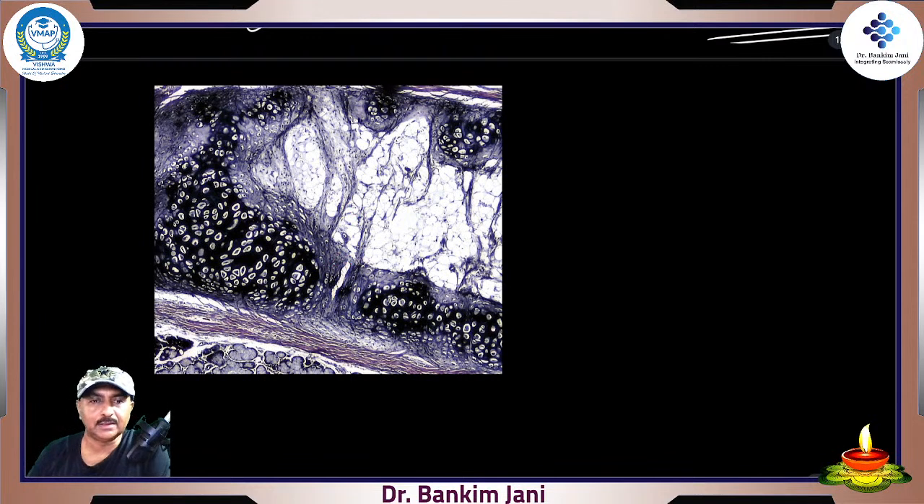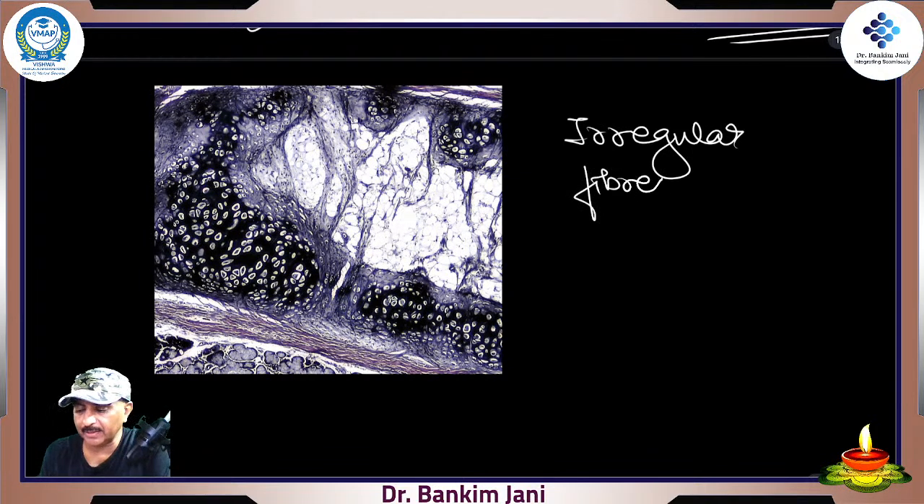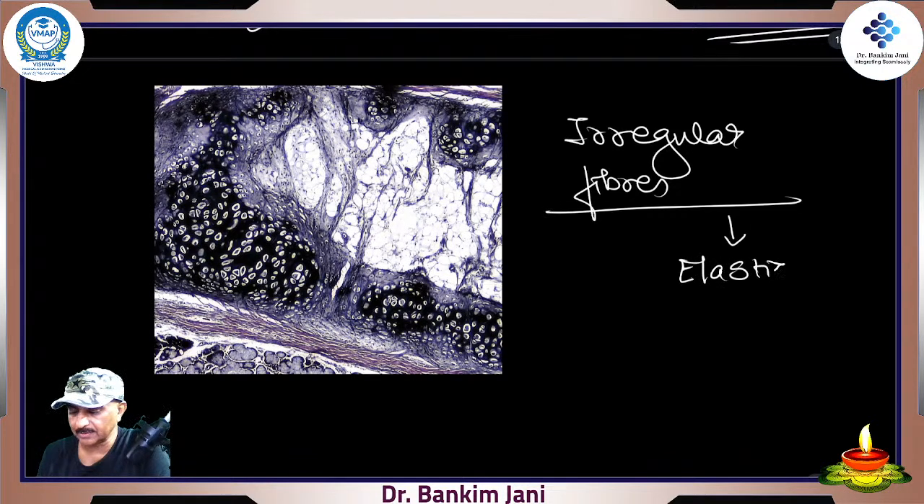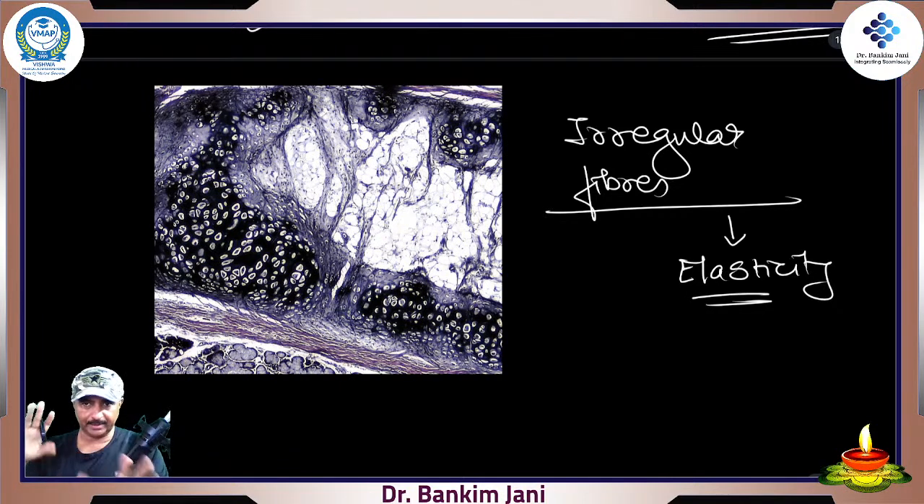So this is the one of Van Giesen. So it is irregular fibers. Its speciality would be irregular fibers. It has to be irregular because its function is not strength, but its function is elasticity. That's why those fibers are irregularly situated, and in between those cells are laid. Because fibers are irregular, so obviously the cells will also be laid irregularly.